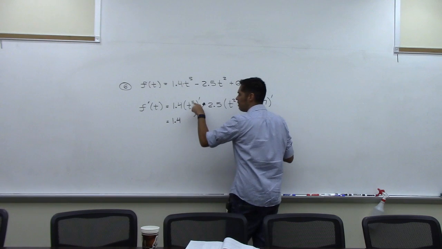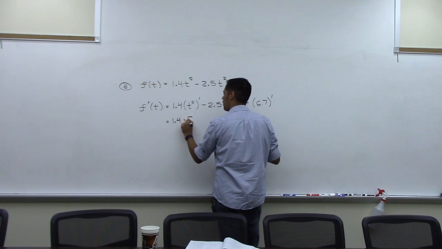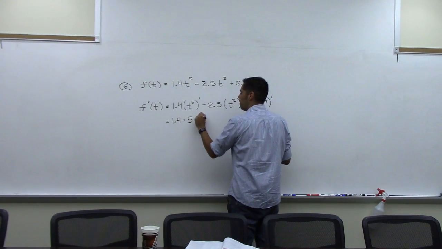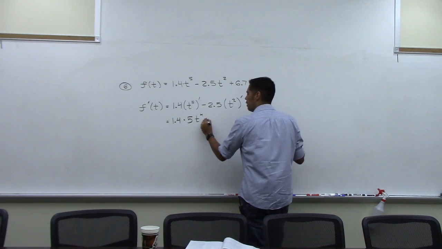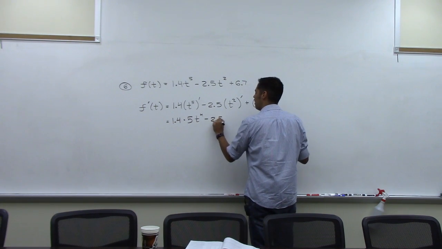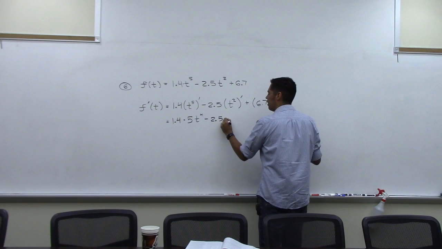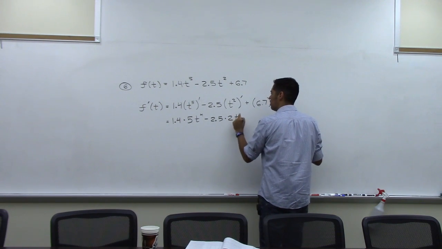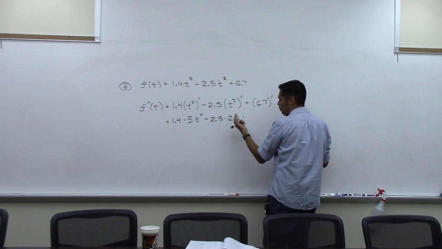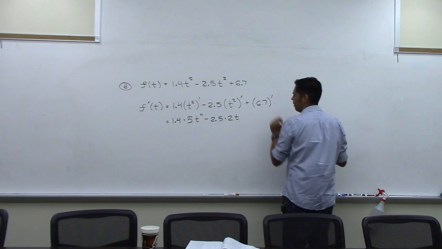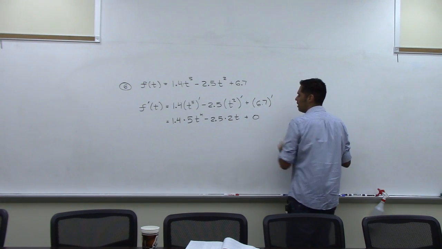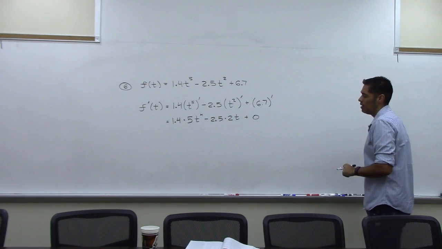All right, so the derivative of this, okay, I'm going to have 1.4 here. The derivative of this, the 5 comes down in front, and then we subtract 1 from 5 and get 4. Then we have minus 2.5, and then same thing here. 2 comes down in front times t to the, subtract 1 from that power, we get 1, so just t. And then the derivative of this constant is 0. We don't need to write it, I'm just putting it there.